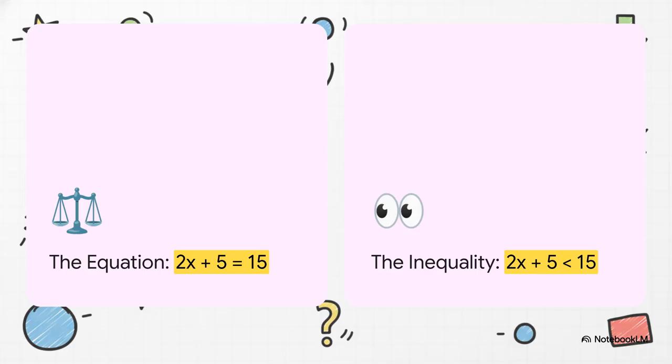Okay, so take a look at these two. At first glance, they look pretty much the same, right? On the left, a classic equation where x is just one single number, but on the right, we have an inequality where x can be a whole bunch of different numbers. And yeah, the way you solve them is almost identical, but that little symbol, that less than sign, changes one crucial thing we need to be ready for.